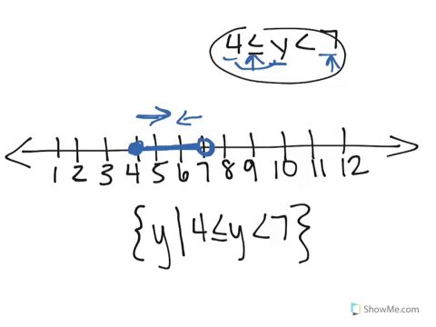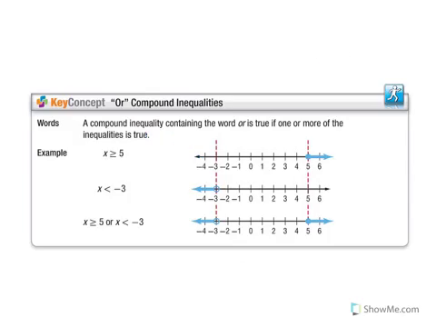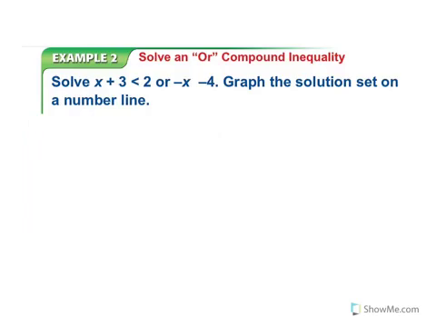Now we're going to move on to the or compound inequalities. Okay, so in this case, we have an example. We have x is greater than or equal to 5, or x can be less than -3. When you have something that's an or, you're going to have your two endpoints, and your arrows should be actually going in opposite directions. Okay, so a compound inequality containing the word or is true if one or more of the inequalities is true. So let's try an example.